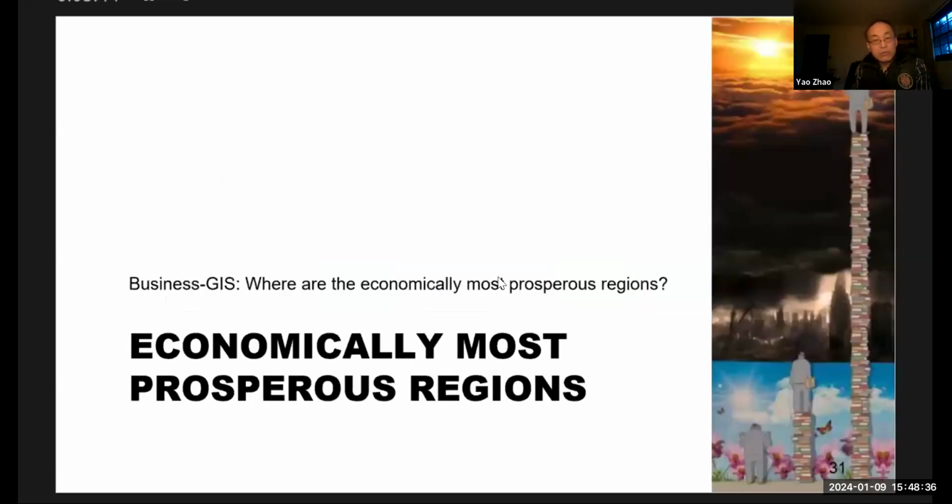So let's use the business GIS tools. We can answer the following questions. Let's use S&P 500 companies and the US as an example. You can do similar analysis for other countries as well, to find out where the economically most prosperous regions in the US are.